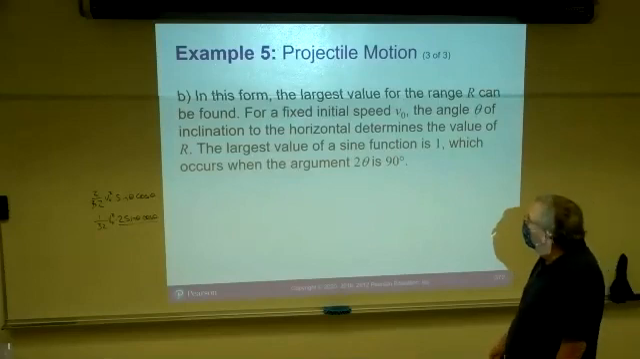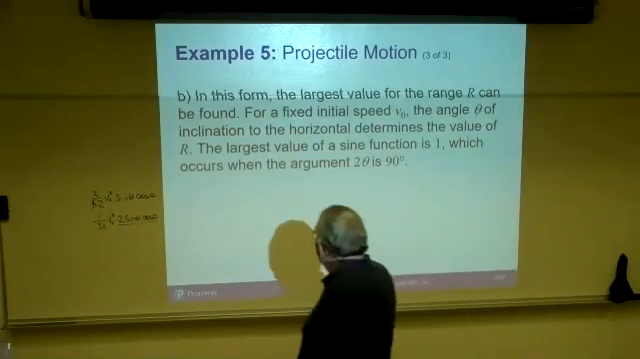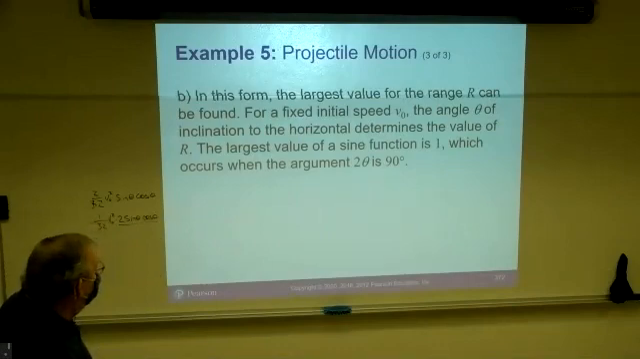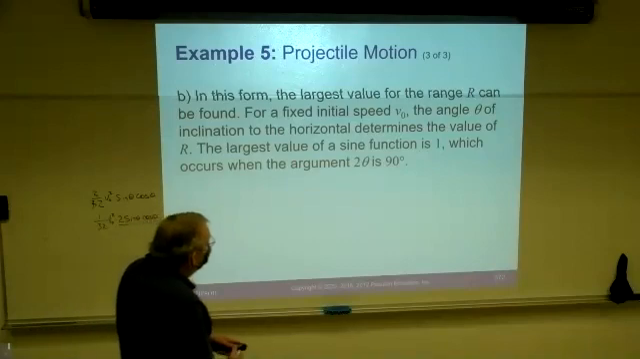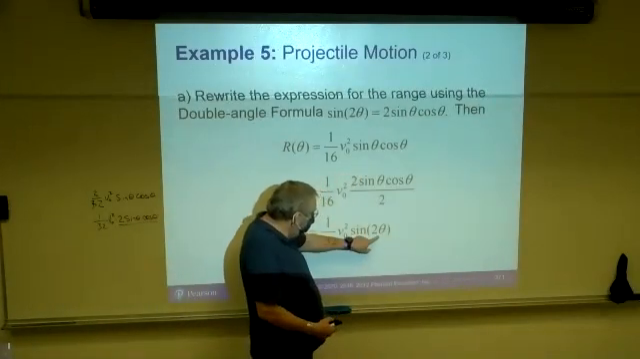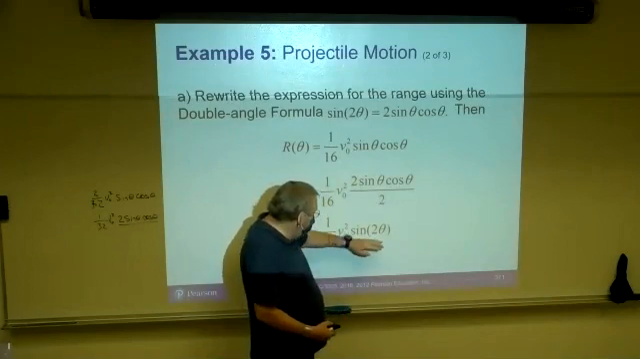And in this form, the largest value for the range R can be found for fixed initial speed v sub naught. The angle of inclination to the horizontal determines the value of R. The largest value for the sine function is 1, which occurs when the argument is 2 theta. So when this 2 theta is 90 degrees, then this is 1.